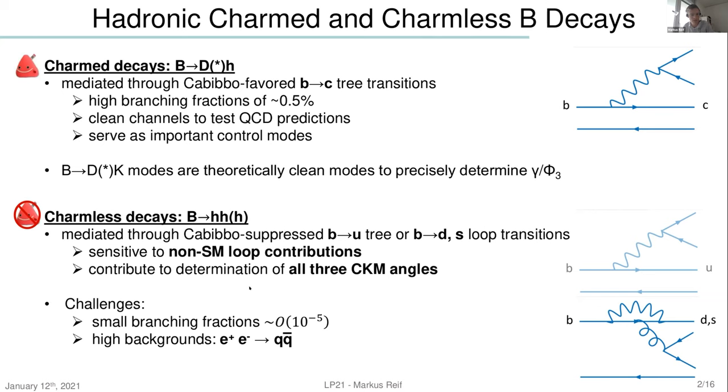The challenges in these charmless channels are that they come with very small branching fractions, and we have high backgrounds. The main background is what we call continuum. It's where we do not produce a pair of B mesons in E plus E minus collisions, but produce a pair of Q Q bar, where the Q is a light quark, so U, D, C, or S.